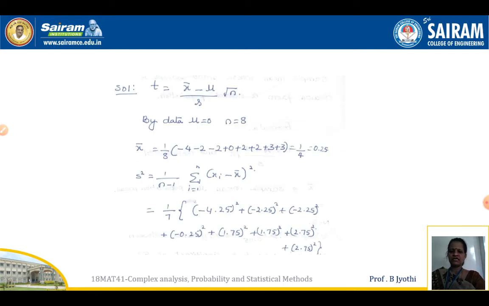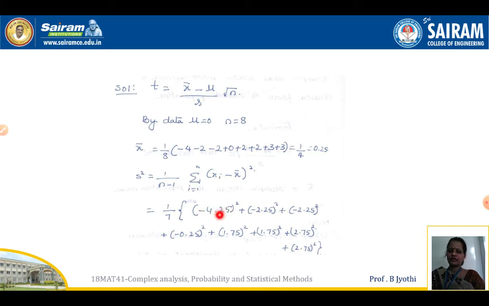So the formula for t is given by x bar minus mu divided by s into root n. By data, mu equals 0 and n equals 8, and x bar is given by 1 by 8 times the sum of all the values given, minus 4 and so on. So we get 1 by 4 minus 1 by 4, that is equal to 0.25. And coming to s squared, it is 1 by n minus 1 into the sum of xi minus x bar the whole squared, where xi are the values given, minus 4 and so on.